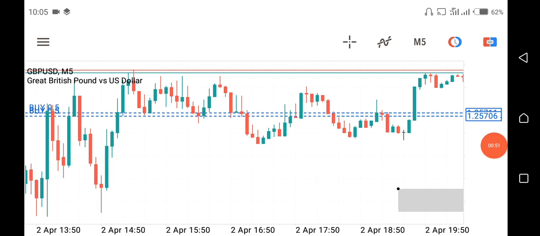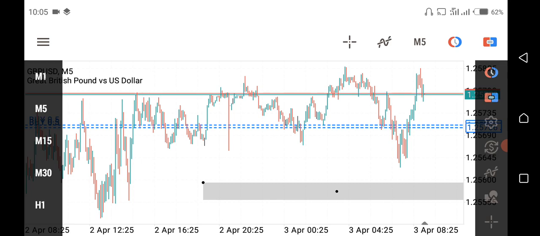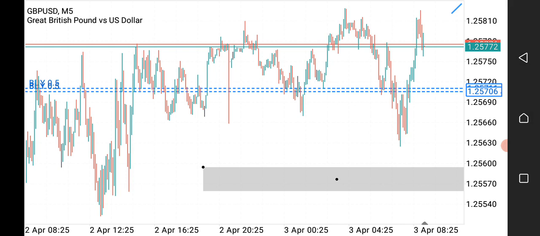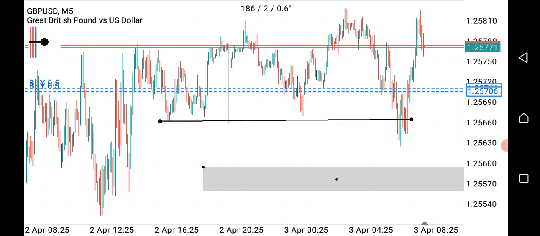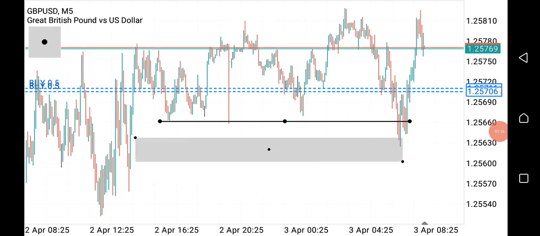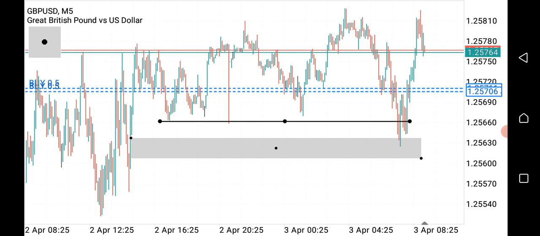So market took out these equal lows from the 5 minutes time frame. Let me show you how it happened. You see all these lows are liquidity in the market. So market came back down and took out the lows. At the same time, it tapped into this fair value gap. So it tapped into the fair value gap.